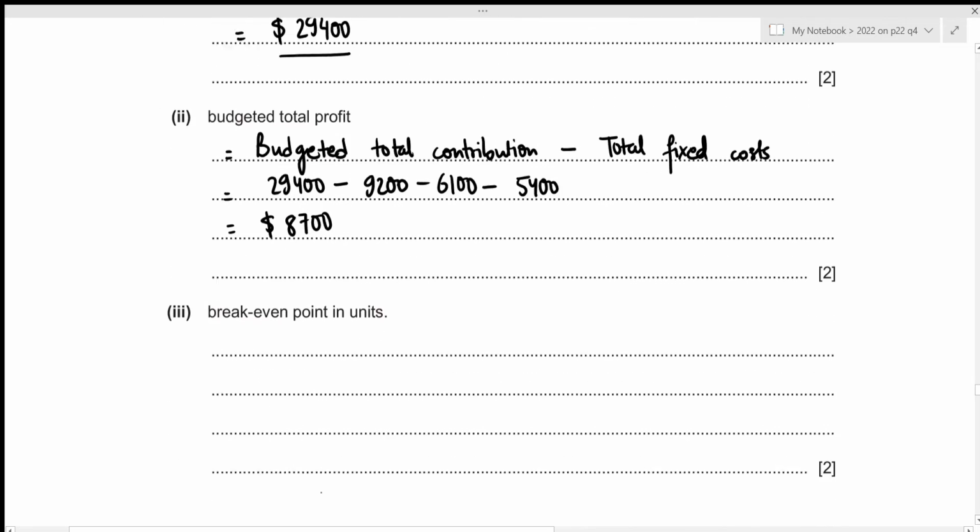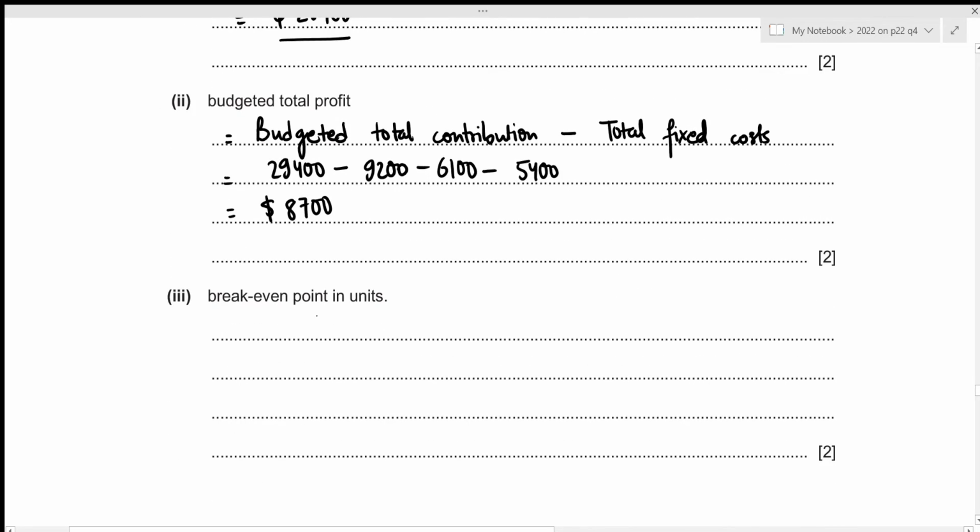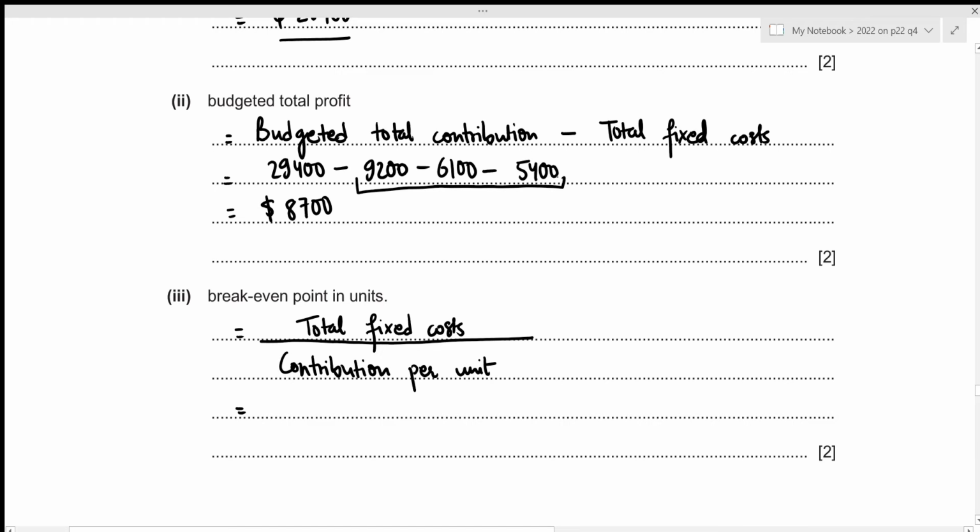Okay, now the third one we need to figure out is the break-even point in units. And the formula for the break-even point is just going to be our total fixed costs divided by the contribution per unit. Okay, so we just subtracted the total fixed cost right here. So the total fixed cost is going to be 9,200 plus 6,100 plus 5,400.